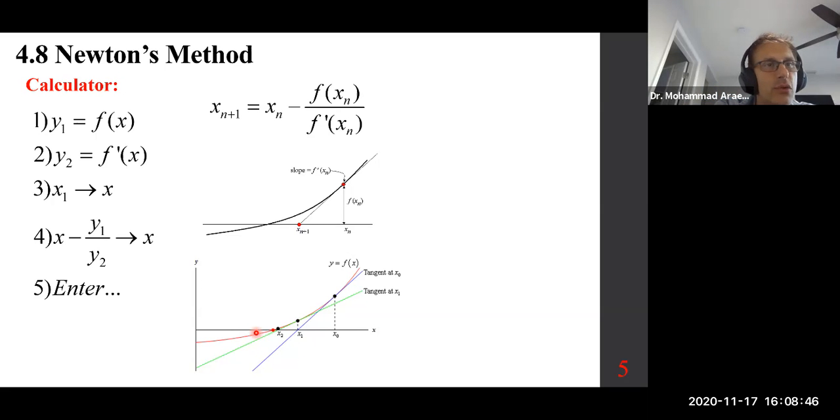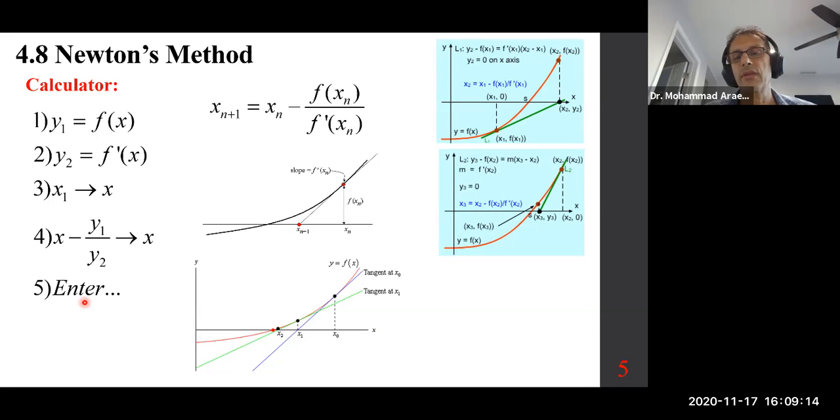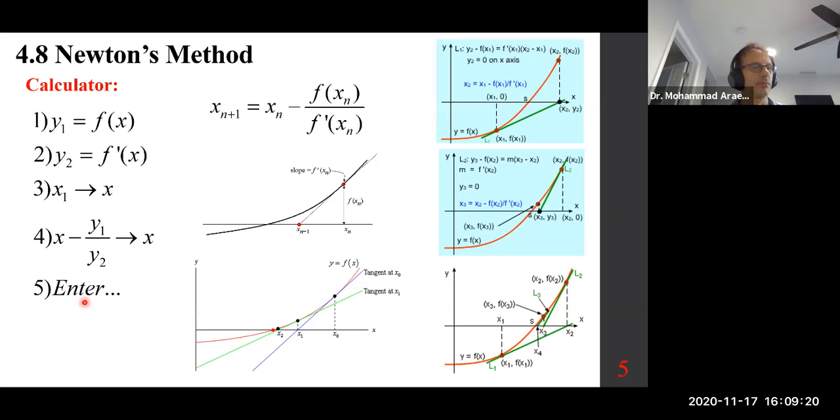So I'm giving you the formula. First, you put y sub 1 equals f of x, then y sub 2 equals f prime. You store x sub 1, the point that you begin with, into x, and then x minus y sub 1 over y sub 2, you store it in x, and you enter repeatedly. It gives you the next one, and the next one, and the next one. It calculates them for you. In other words, we are looking at the graphs that give us ultimately the actual intercept. I hope everybody's comfortable with that.